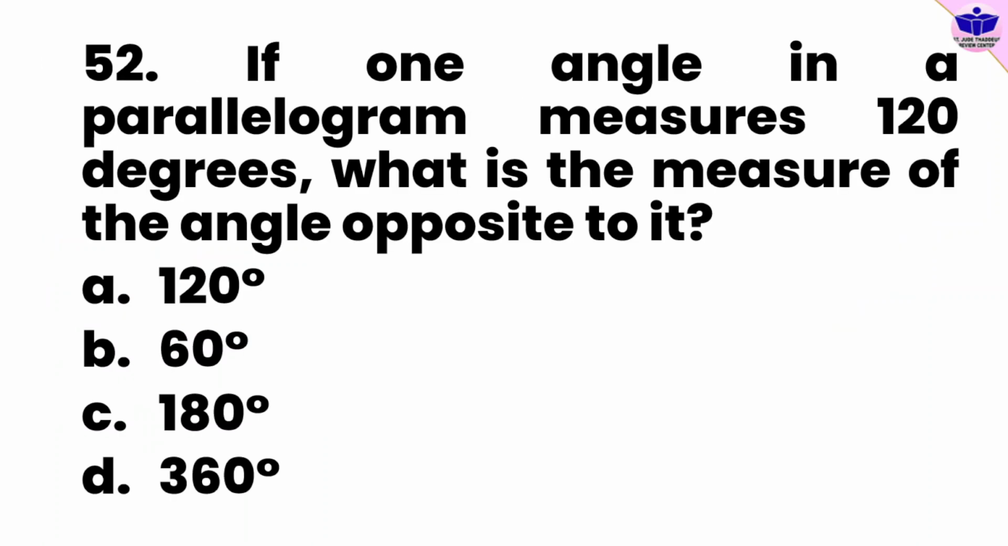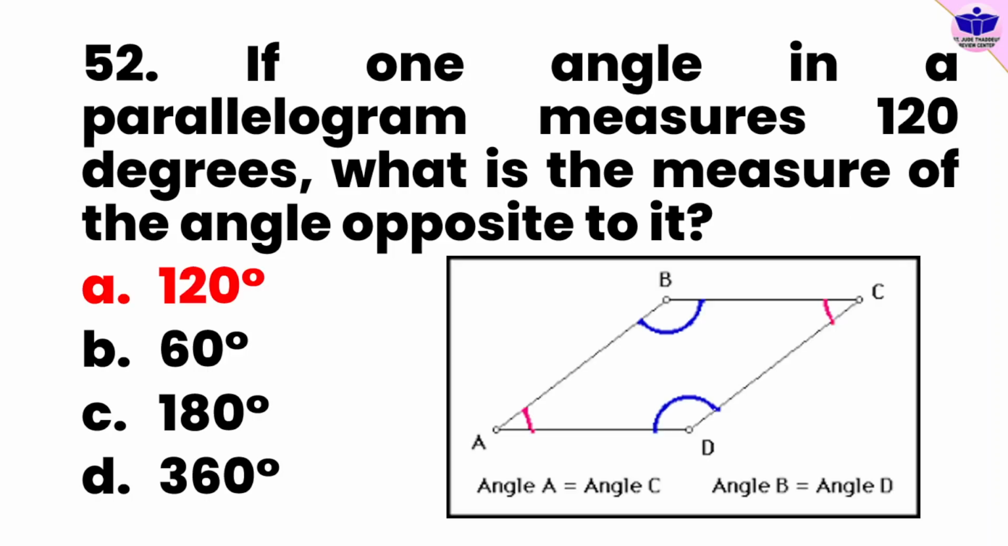Number 52. If one angle in a parallelogram measures 120 degrees, what's the measure of the angle opposite to it? A. 120 degrees, B. 60 degrees, C. 180 degrees, or D. 360 degrees. So what's the measure of the angle opposite to the 120 degrees angle? The answer is 120 degrees.